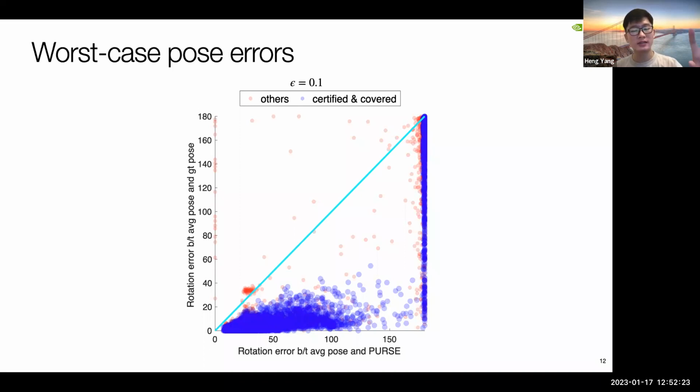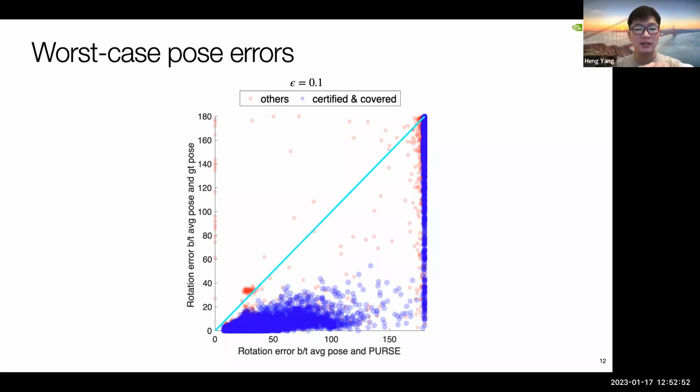So I told you that the pose-to-pose distance should be an upper bound for the ground truth error, right? That's why I'm plotting this y equals x diagonal line. Everything that lies below this y equals x line means that my upper bound is indeed a valid upper bound. But everything that crosses this line means that it's not valid, or it's not correct.